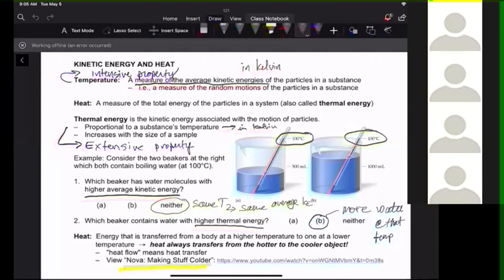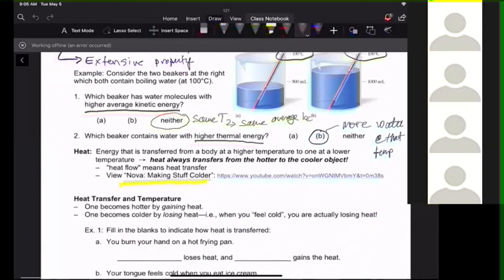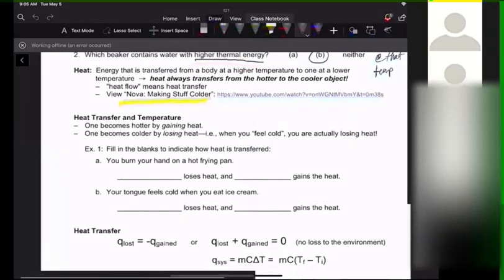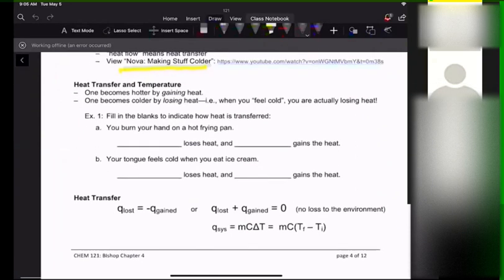It does not depend on the sample size, whereas thermal energy, the total amount of energy due to that motion, depends on the total number of particles. So that is an extensive property, and we went through these examples. So let's talk about heat transfer. Heat always flows from high temperature to low temperature.